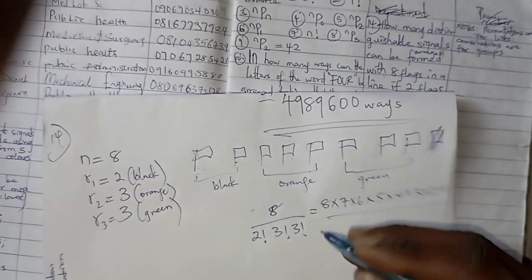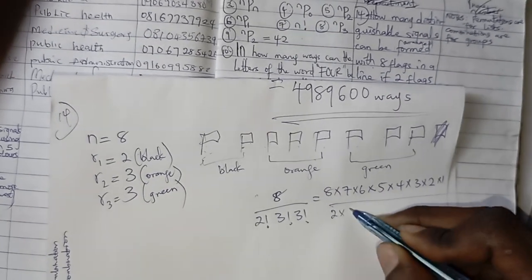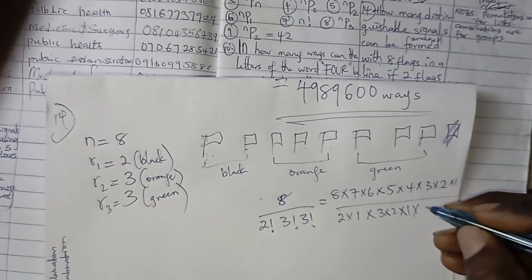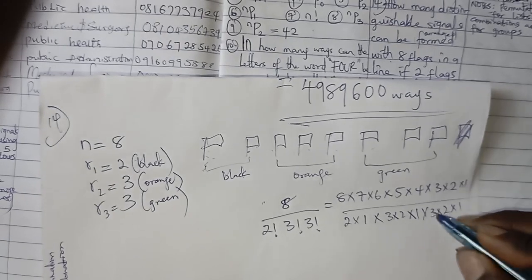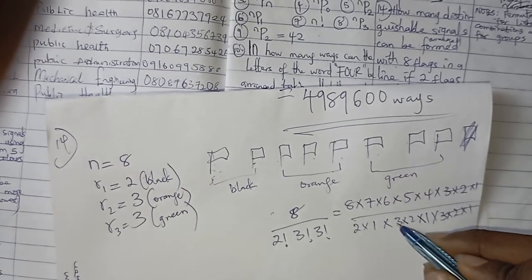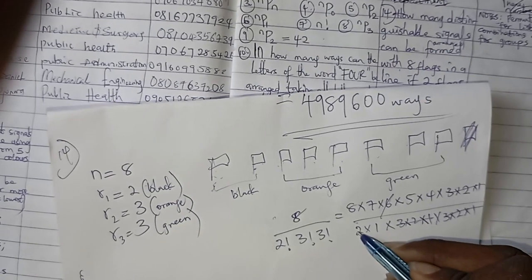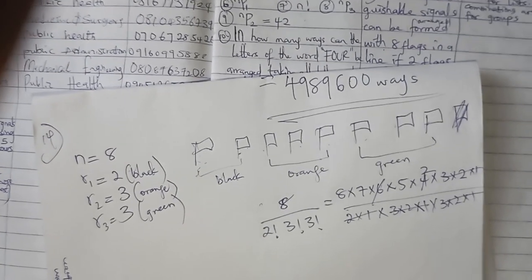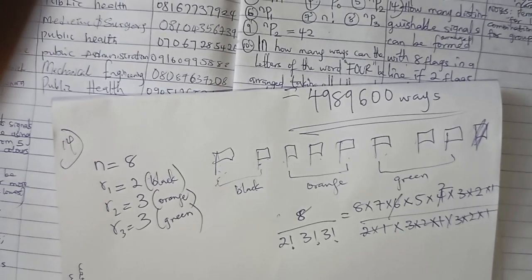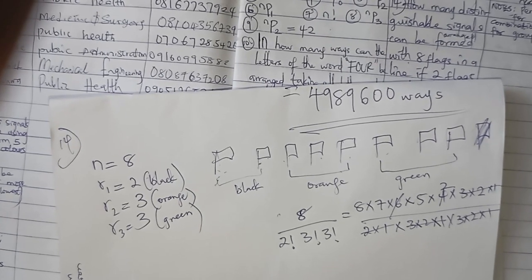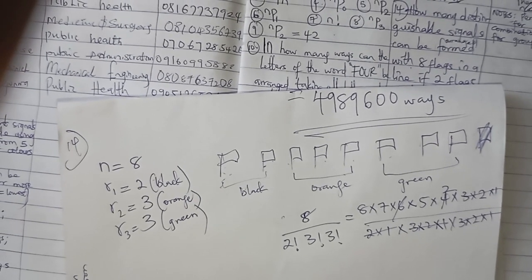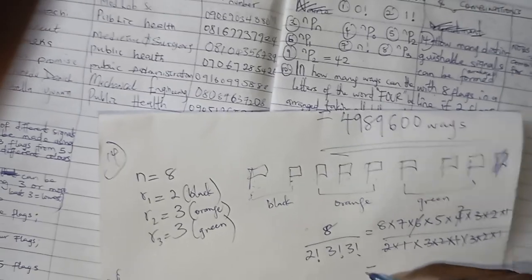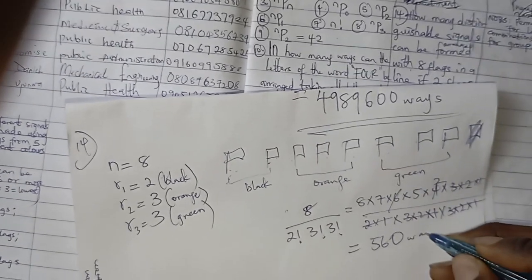I don't like putting that. Anything times 1 is that. So 2 times 1 times 3 times 2 times 1 times 3 times 2 times 1. This will take care of this. This will take care of this. This will go here and give you 2. So what you have is actually 8 times 7 times 5 times 2, 560. So 560 ways. Always put ways.